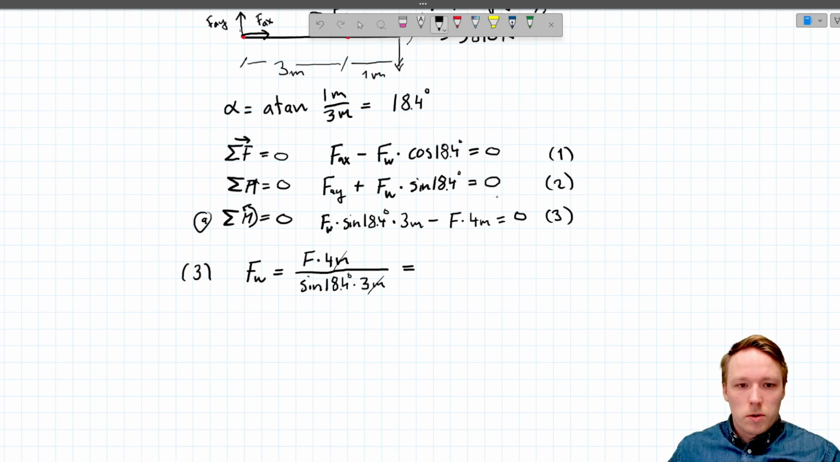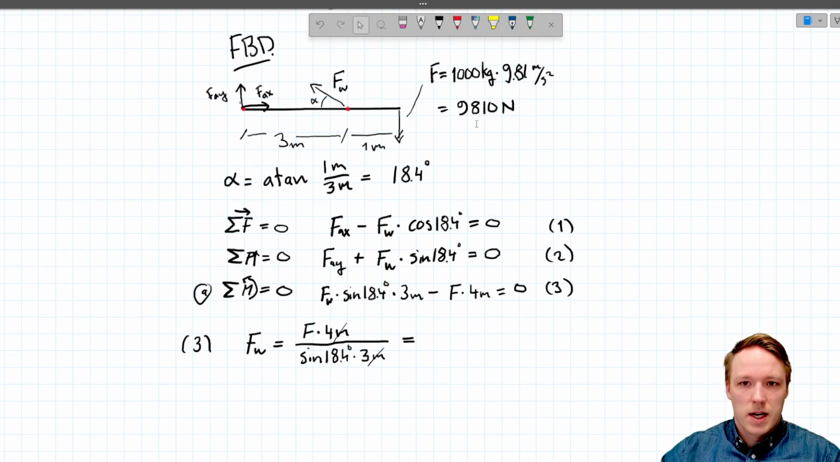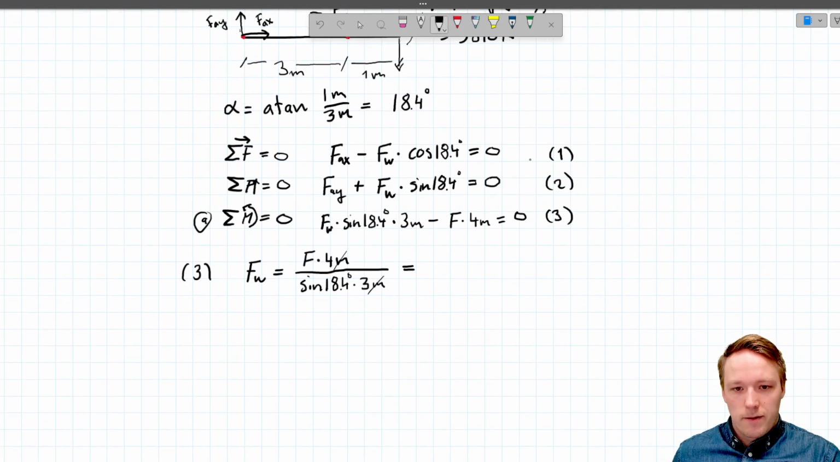And since we know the F, which was 9,810, we can easily solve that the value for the FW will be 41,438 newtons. So that is now the force which will be in the wire.